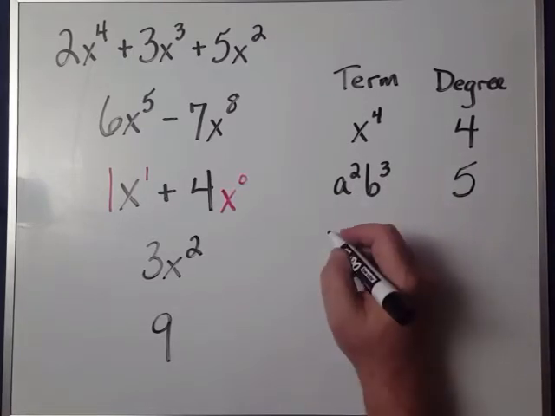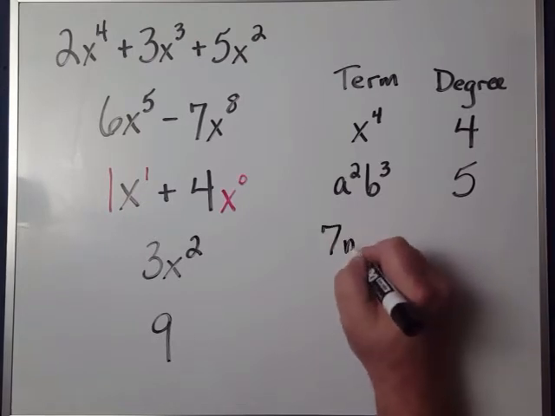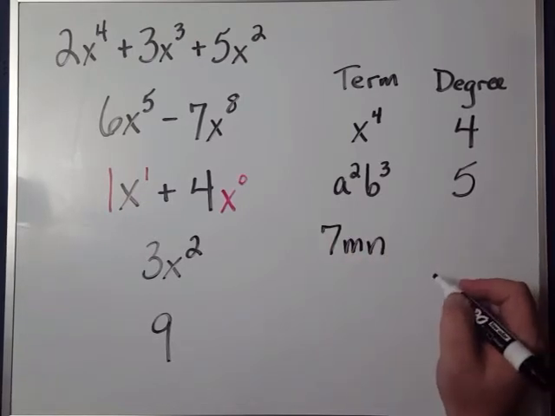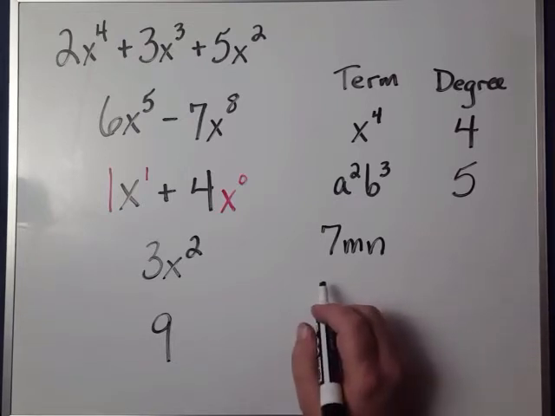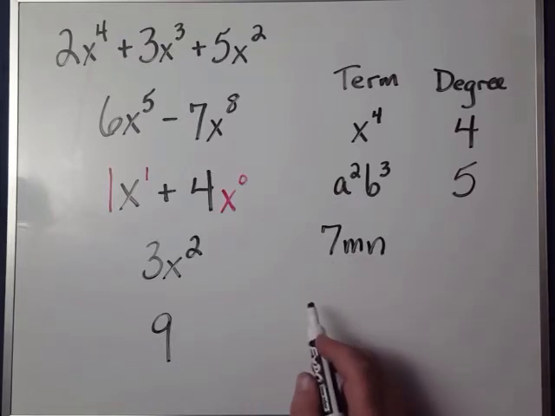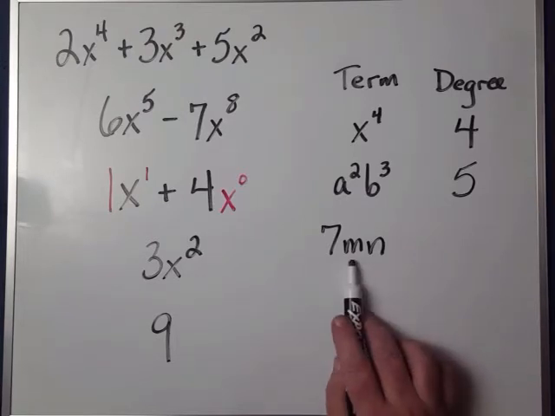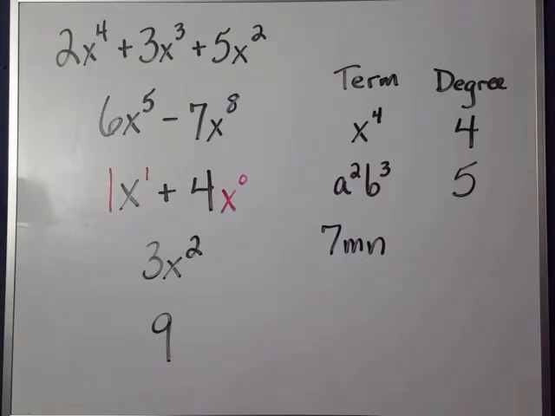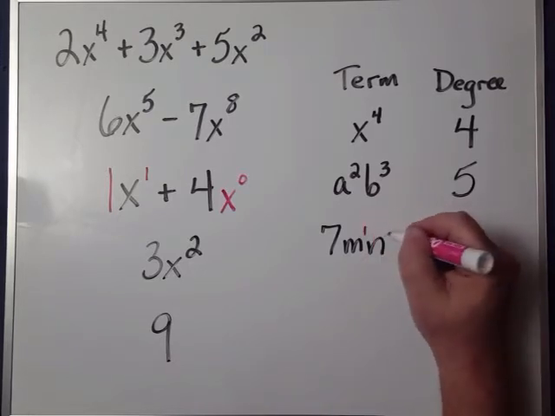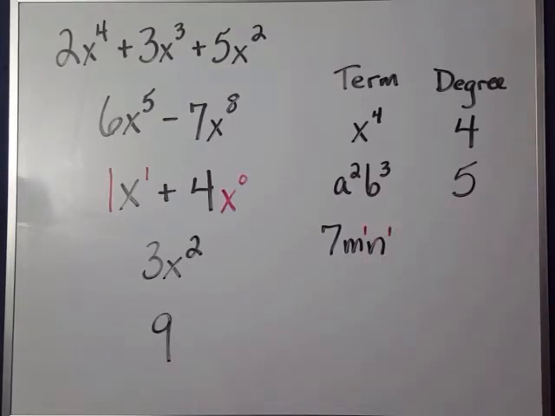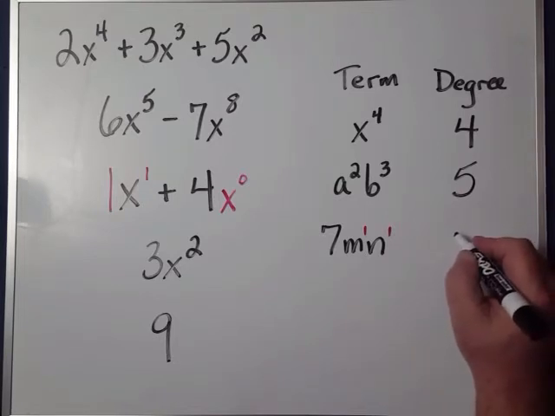If I have something like 7mn, what is the degree of this term? We're going to add up just the exponents. That 7 has nothing to do with the degree. What's the exponent on this m? If there's one factor of m, we understand that that is m to the first. Likewise, n to the first. And so the degree of this term is 2.